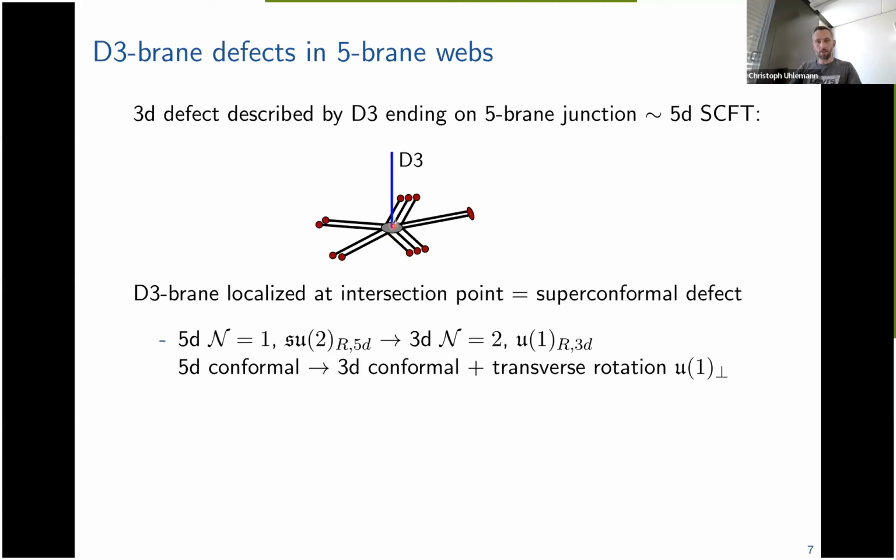And the claim is that as long as this intersection pierces the junction right at the intersection point, we still maintain some conformal symmetry. Intuitively, this should make sense. There are still no length scales in this 5-brane junction dressed with the D3 brane. So the idea is these are conformal defects. And since the defect is codimension 2 in the 5D theory, we have a rotation symmetry in the directions transverse to the defect.